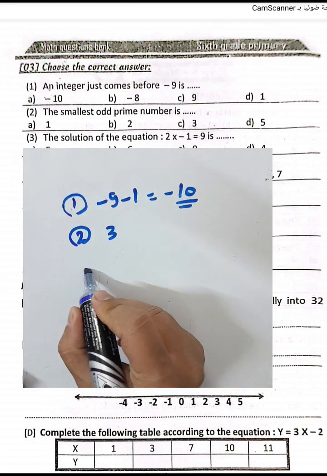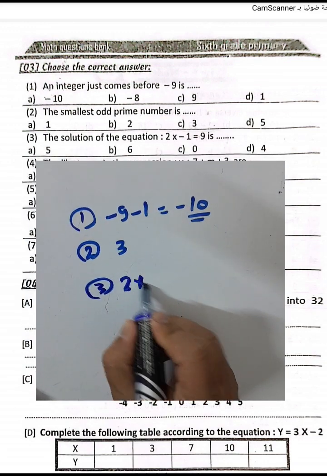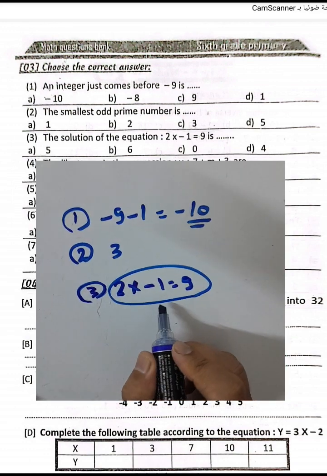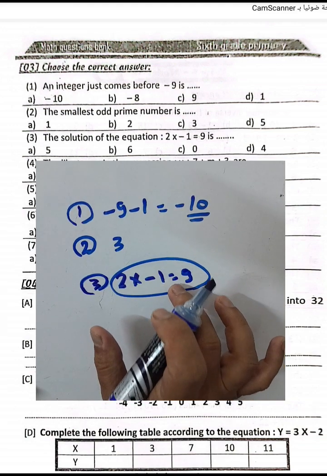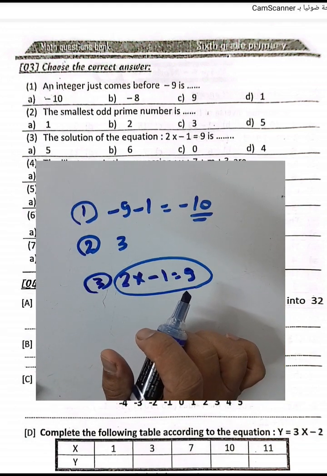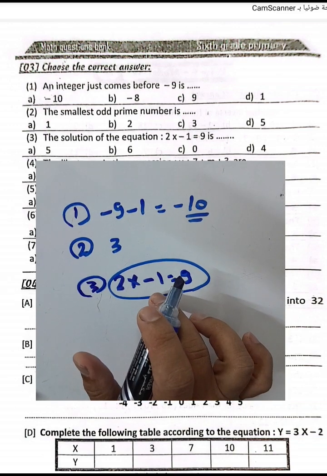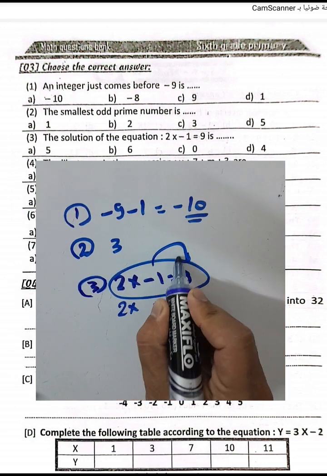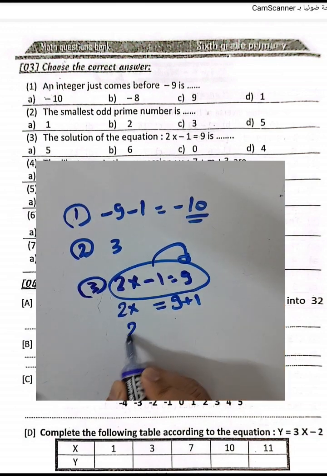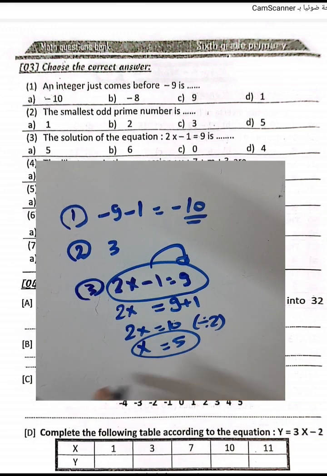Question number 3. The solution of the equation 2x minus 1 equals 9. We call this an equation. The equation contains two expressions connected by the equal sign between them. The solution of the equation 2x minus 1 equals 9 will be what? We can solve this equation by adding the additive inverse of -1, which is positive 1, to the left hand side and right hand side. Then we can write 2x equals 9 plus 1. Then 2x will be 10, and then we divide by 2. Then x here will be 5. The value of x will be 5. That was question number 3.